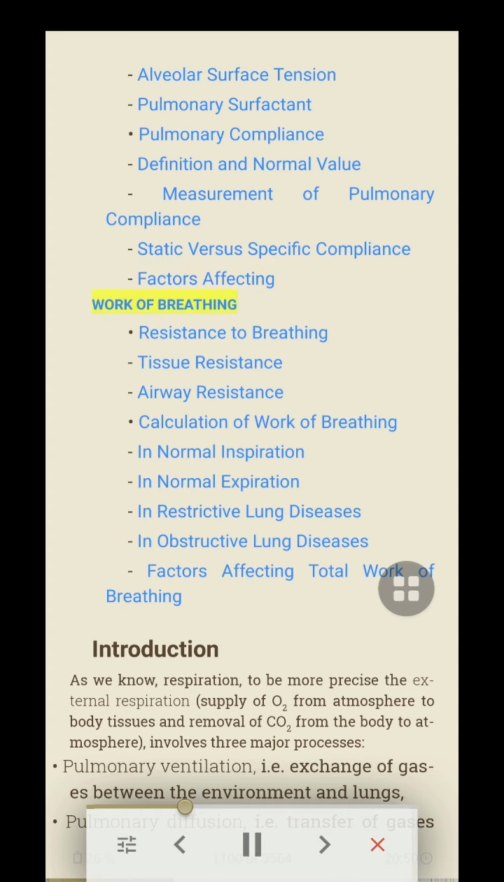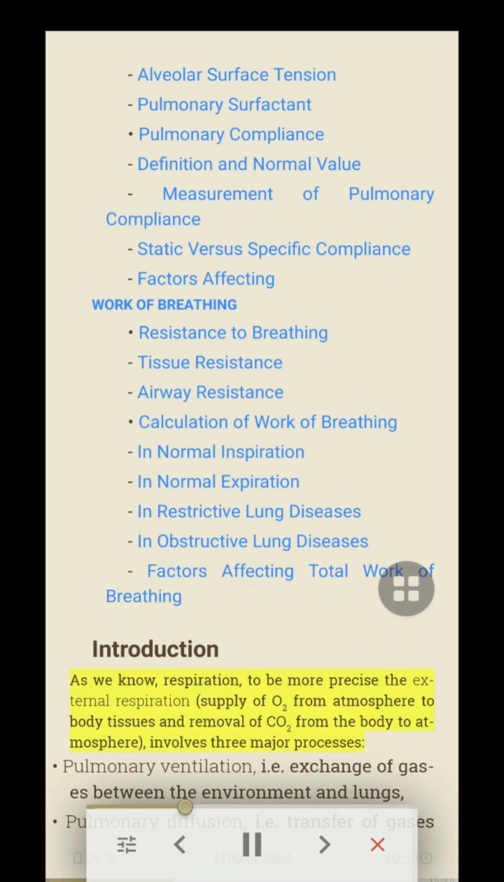Factors affecting work of breathing. Resistance to breathing. Tissue resistance. Airway resistance. Calculation of work of breathing. In normal inspiration. In normal expiration. In restrictive lung diseases. In obstructive lung diseases. Factors affecting total work of breathing.